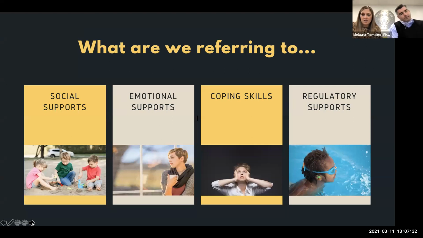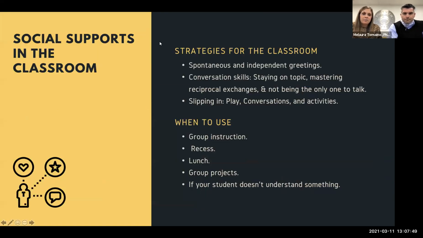And then regulatory support. So many of our students have difficulty with regulating their own body and regulating their emotions and their ability to access their education. So what regulatory supports can be in place to support our students? Next slide. So we're going to start with social supports in the classroom. So what do these look like?